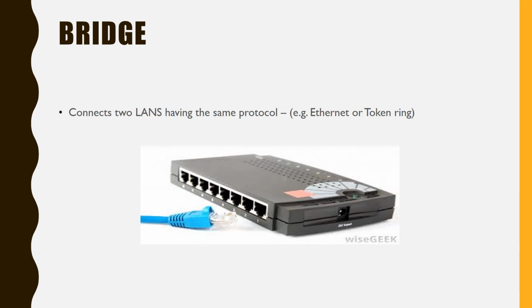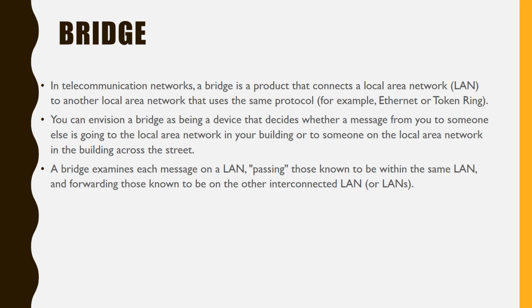All the LANs can be connected with the help of a bridge. So LANs having different types of networking, different types of topologies, cannot be connected to each other with the help of a bridge. For this purpose, we have different devices. Now, bridge: in a telecommunication network, a bridge is a product that connects a local area network to another local area network that uses the same protocol. As I have told you, the type of cabling as well as the type of networking, the type of topology should be the same if you want to connect two networks with the help of a bridge.